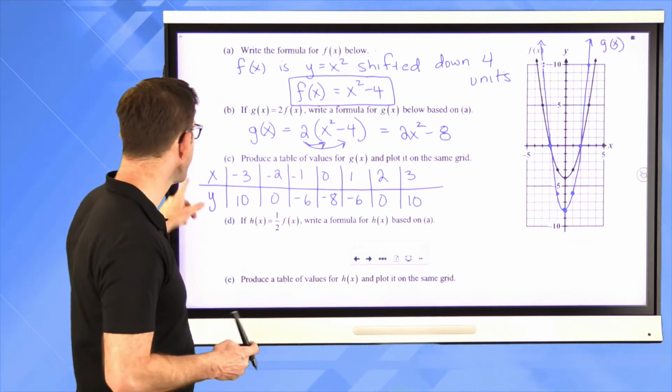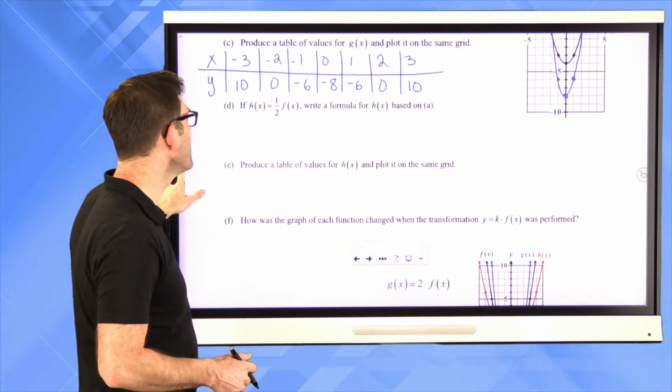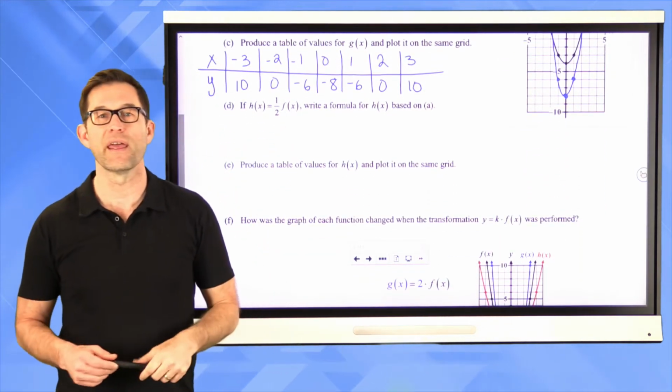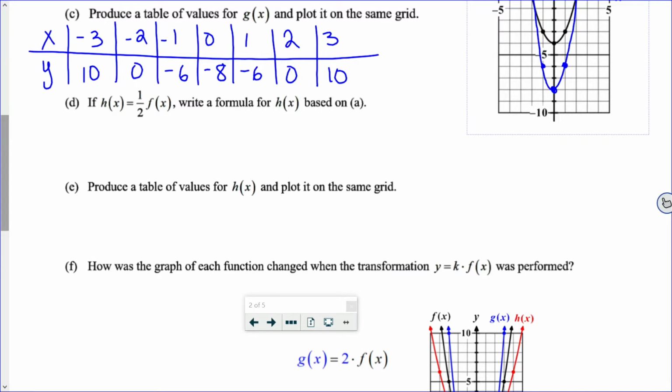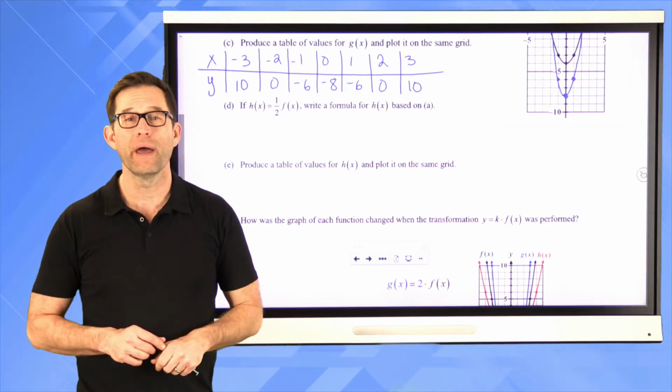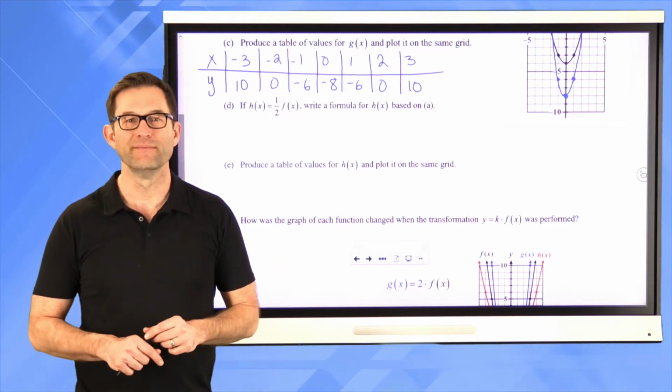Let's see what happens when we multiply by a number that's less than 1. Let's take a look at h of x. Or sorry, letter D. If h of x equals 1/2 times f of x, write a formula for h of x based on a. All right, why don't you go ahead and try to do that, and then we'll go over it.